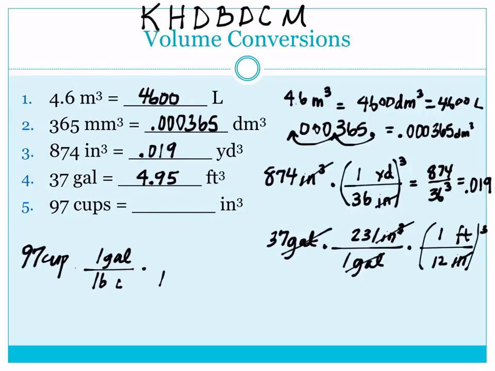And then we have this relationship from the previous problem that said 1 gallon is the same thing as 231 cubic inches. All right, so the units are canceling just fine. Cups, gallons, I've got my inches cubed. The answer would simply be 97 times the 231, and then that would be divided by the 16. This is a large number on this one.